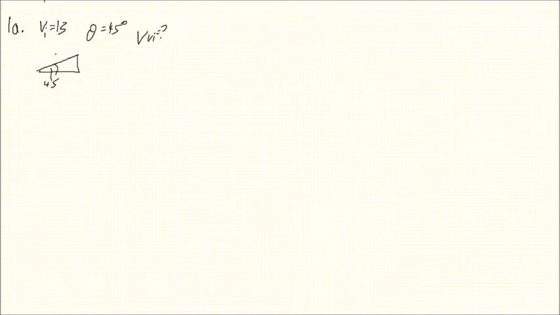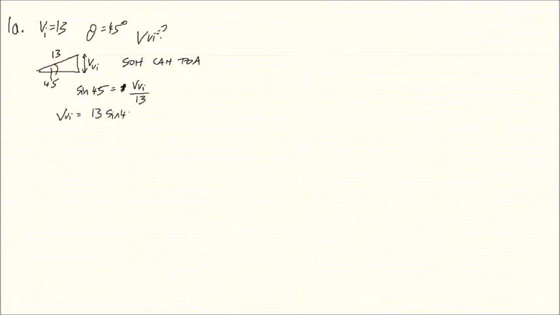Now, on each of these I'm going to draw a little triangle diagram. That reminds you of your trigonometry, SOHCAHTOA. In this case we're asked for the length of the opposite side. So that's going to be SOH: sine 45 equals VVI, the initial vertical velocity, divided by 13. VVI equals 13 sine 45.